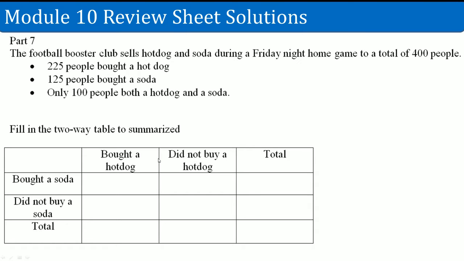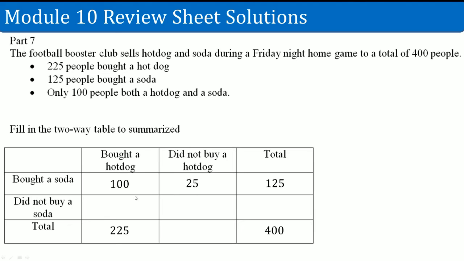Part 7 here. The football booster club sells hot dogs and sodas during a Friday night home game to a total of 400 people. 225 people bought a hot dog, 125 bought a soda, and only 100 people bought a hot dog and a soda. We're going to fill in this two-way table to summarize the data. First of all, it says a total of 400, so that goes into the total. 225 people bought a hot dog, so that is your total bought hot dog. 125 people bought a soda, so bought soda total. And only 100 people bought a hot dog and a soda, so bought hot dog and bought soda.